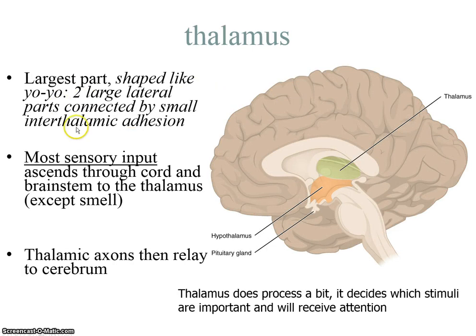All right, so most of your sensory input, again, except for olfaction, smell, right, ascends through the cord and the brainstem to the thalamus. So it comes all the way up from out in the body, right, in all these variety of areas all over the body, and it will synapse with interneurons here in the thalamus. Thalamic axons then relay, so it's a relay station. It's going to send it on and figure out where that action potential, that stimuli, should go. I say here that the thalamus does do a little bit of processing. It decides which stimuli are important and which ones should receive attention. So there is some selection going on by the thalamus. But this doesn't operate on a conscious level.